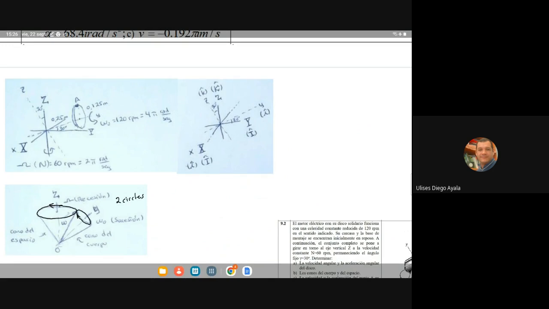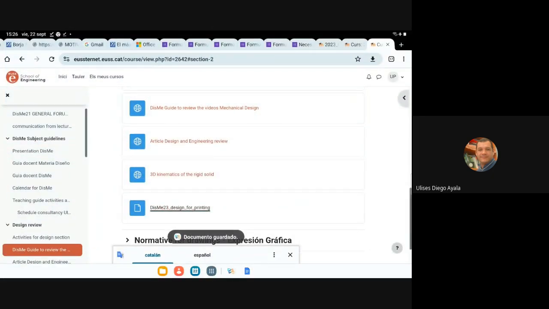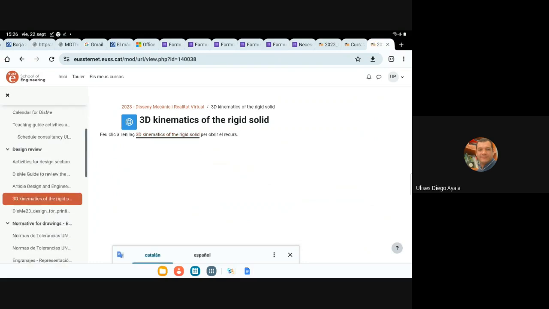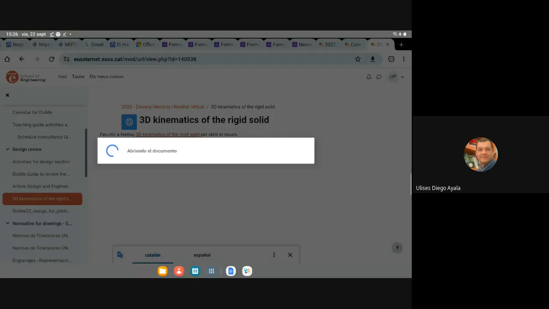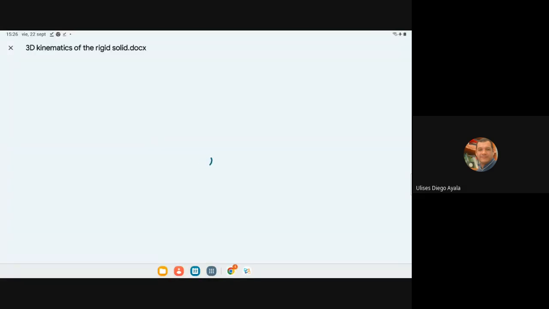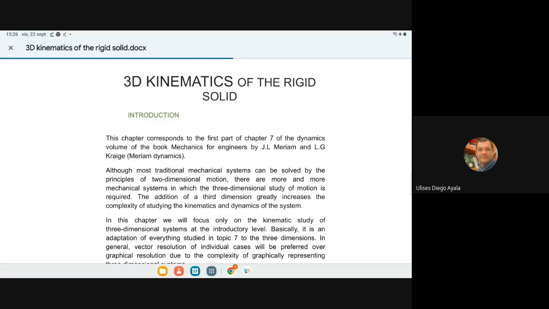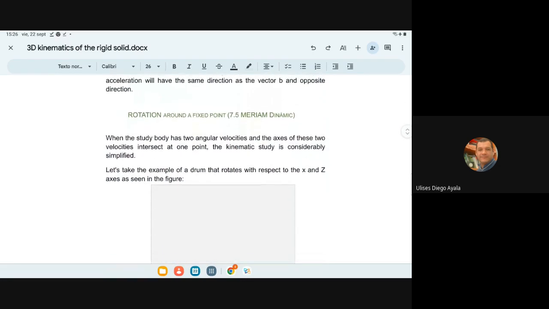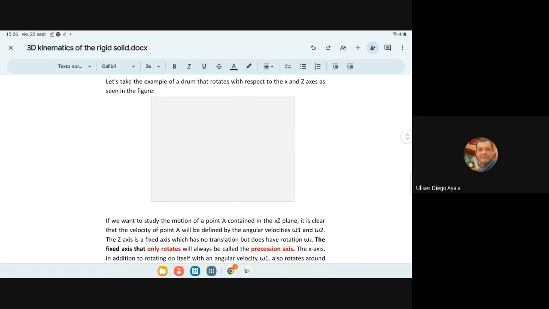Let me show you as well something which I didn't. We have the 3D kinematics in the rigid body. And the 3D kinematics is also the same as it is in TEOM. So we have the body. If you still have the TEOM subject, you will also find it.